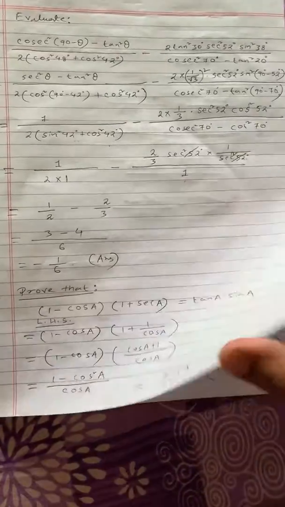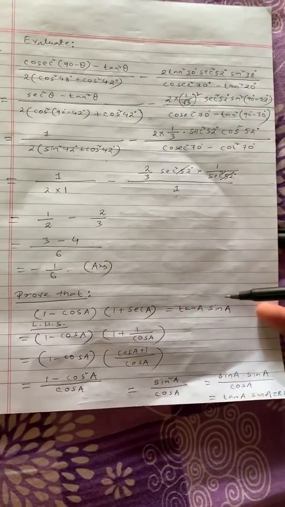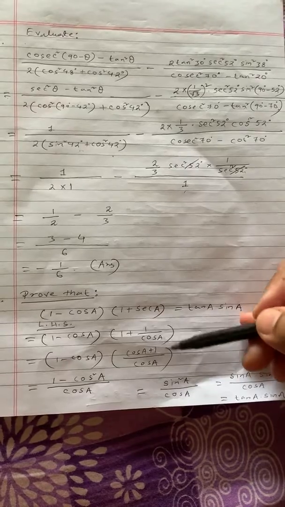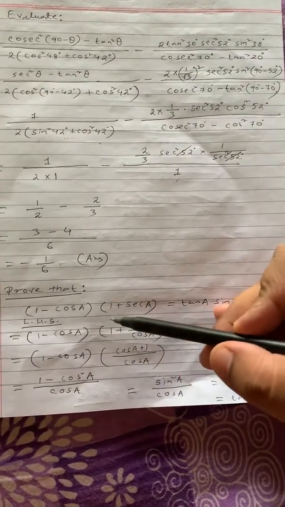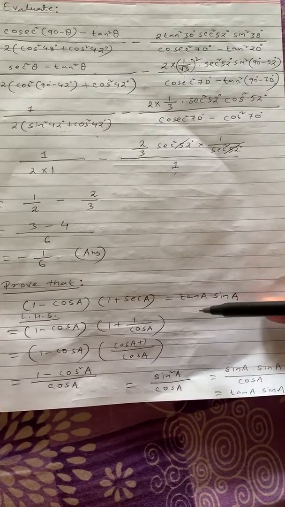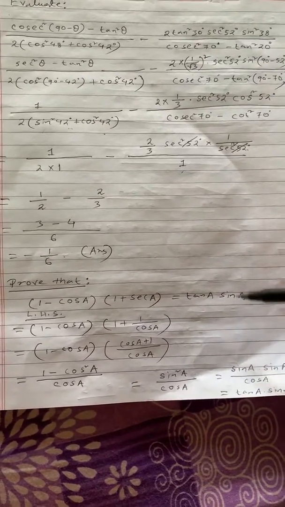Now the most important problems which are coming now, that is the proving of trigonometrical angles. So here see, it's (1 minus cos A) into (1 plus sec A) is equal to tan A into sin A, you have to prove.